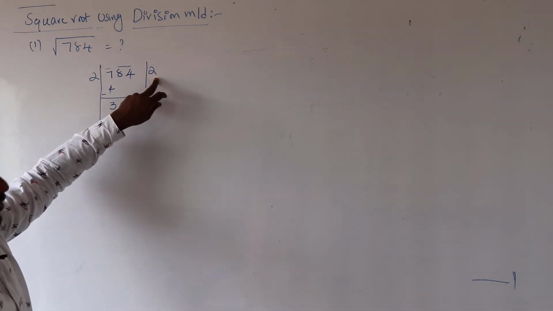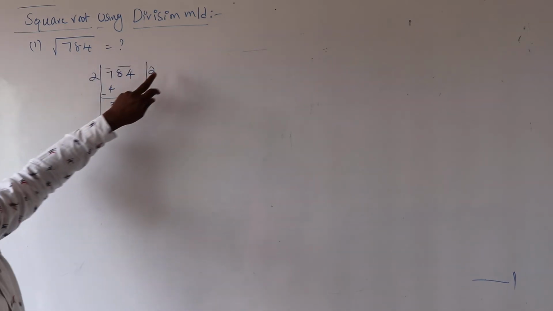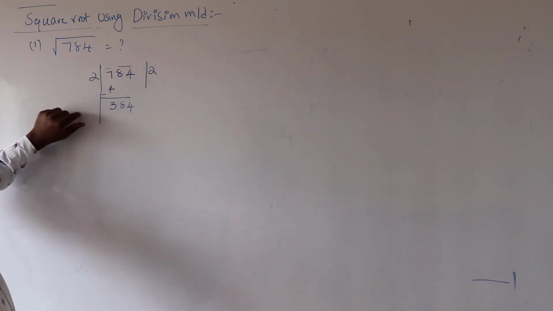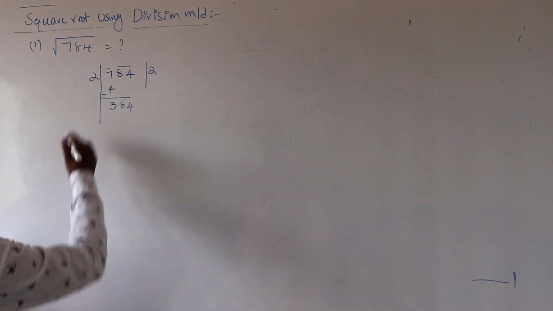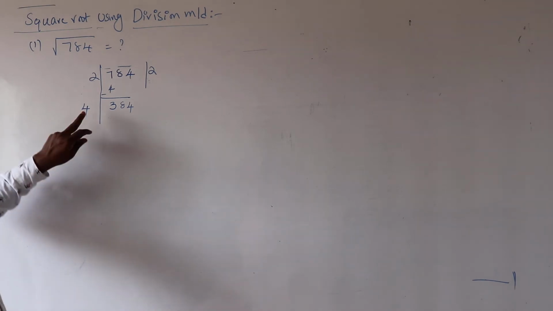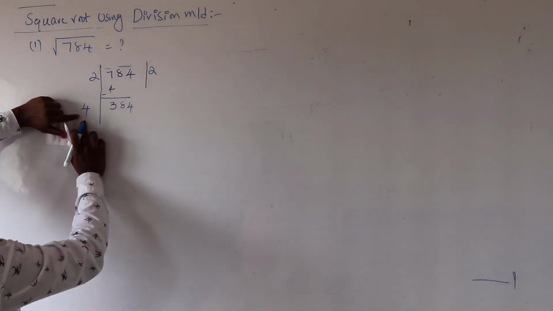Now the next, fourth step. Here 2 is there. We have to take double of this number. Any number we have here, we take the double of that number here. Here 2 is there. 2 doubled is 4. We have to take 4. Next, here 4 is the divisor number.